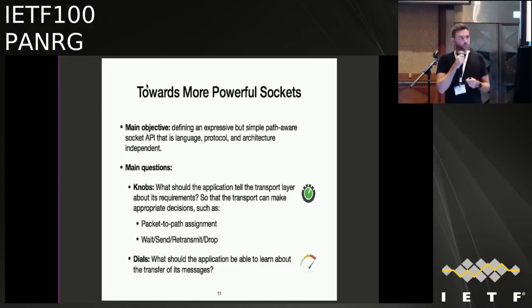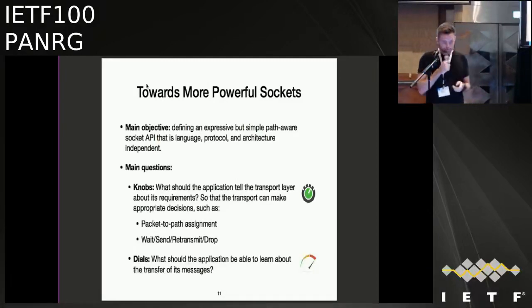So the main question now is, what should be the knobs and dials? What should the application tell the transport layer so that the transport layer can make appropriate packet to path assignment decisions? And also, what should be the dials? What should the application be able to learn about the transmission of its messages? Should it just receive the messages when they're ready? That's more of an open question.